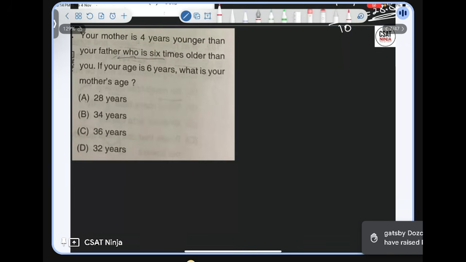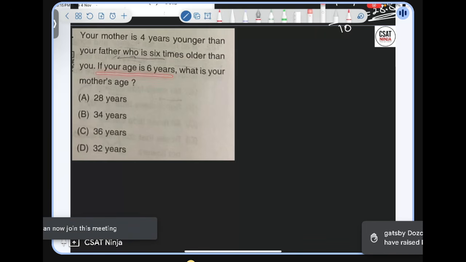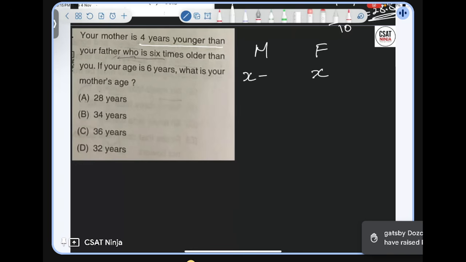The next question is based on ages. The question says, your mother is 4 years younger than your father, who is 6 times older than you. And if your age is 6 years, let's create an equation. This is your mother and this is your father. Your mother is 4 years younger than your father. That means if your father's age is X, then your mother's age will be X minus 4. Why? Because your mother is 4 years younger than your father.